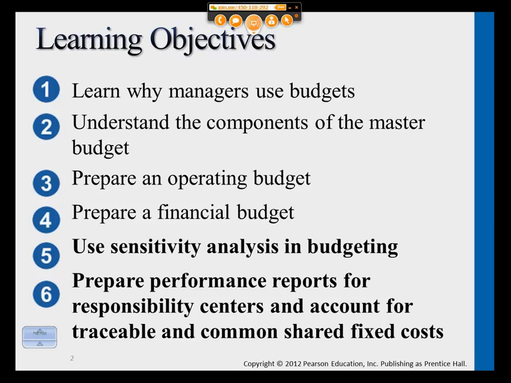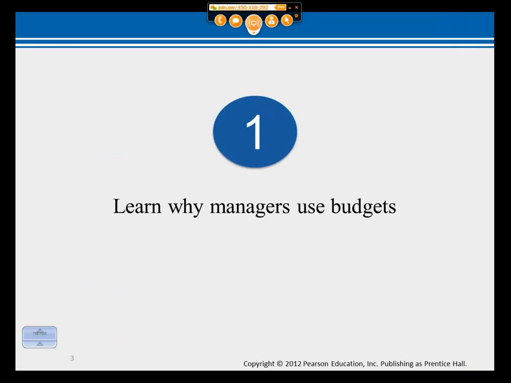So what are we learning today? Operating budget and financial budget, how we prepare those two, right? Then we'll see what the sensitivity analysis and budgeting is and how we use it. Somewhat we've learned that before, right? And then the very last, we'll prepare performance reports for responsibility centers and account for traceable and common shared fixed costs.